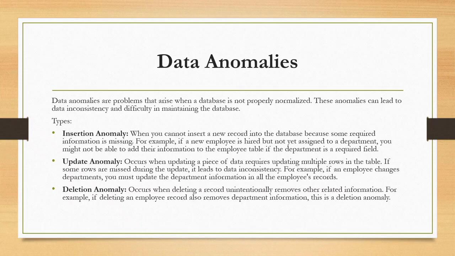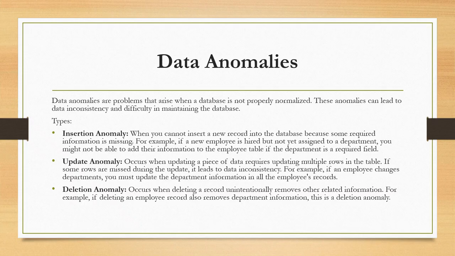Next one is update anomaly. It occurs when updating a piece of data requires updating multiple rows in the table. If some rows are missed during the update, it leads to data inconsistency. For example, if an employee changed the department, you must update the department information in all the employee records.